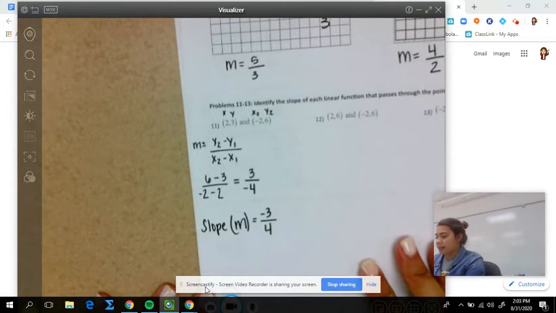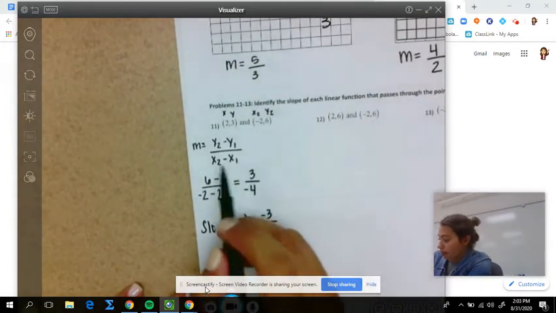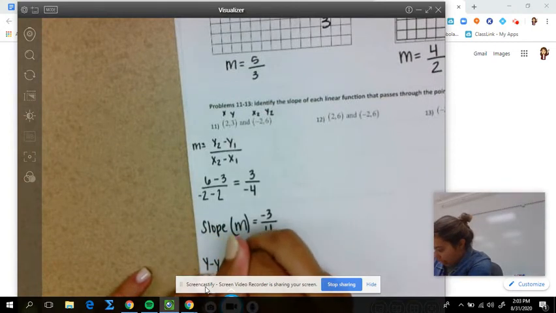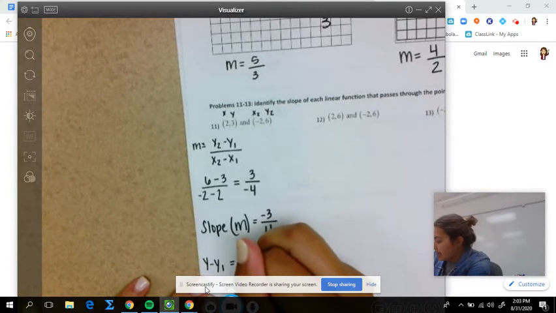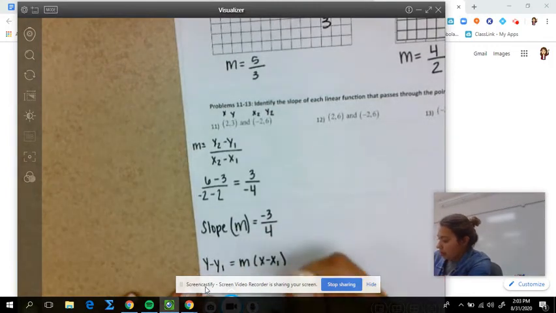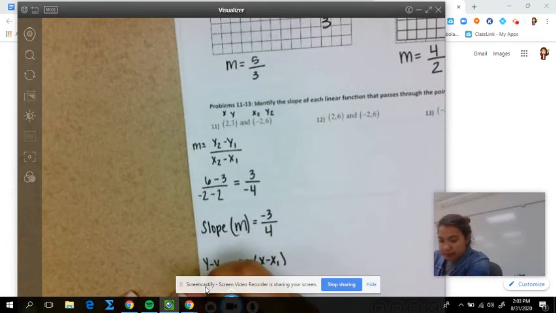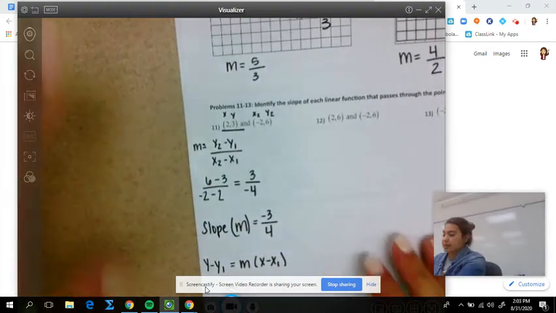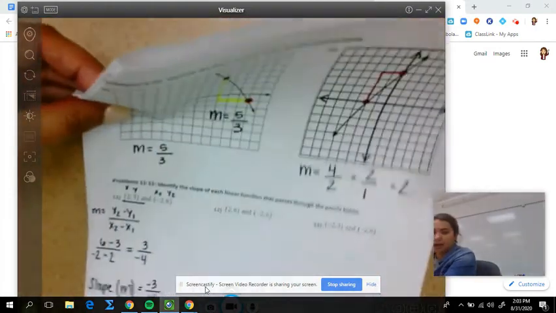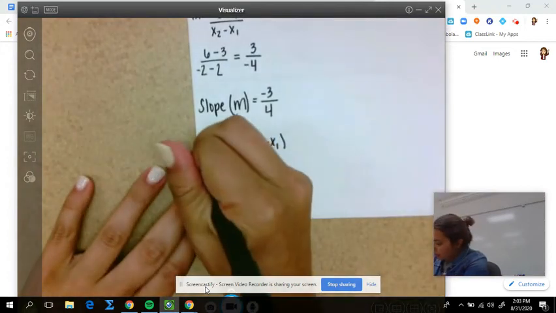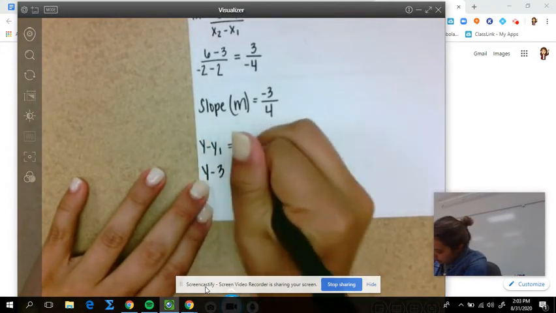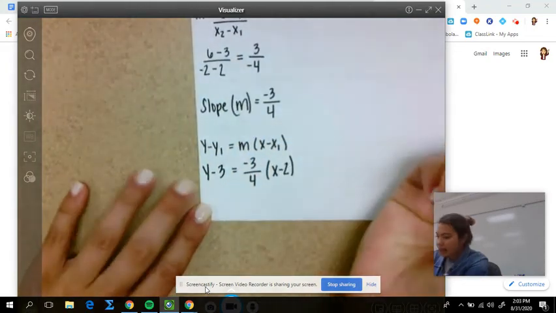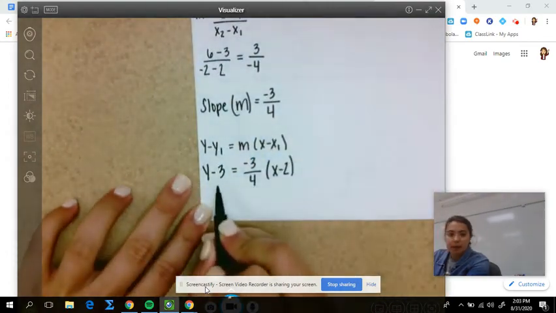If we wanted to take that one step further, we could put this in point slope form because we're given a point. Remember that's y minus y1 is equal to m times x minus x1. Here we know our slope, and we can really pick any point. Let's pick 2, 3 because that's nice and it's all positive. So that would be y minus 3 is equal to negative 3/4 times x minus 2. And there you have it. We have a slope and we have an equation of a line.